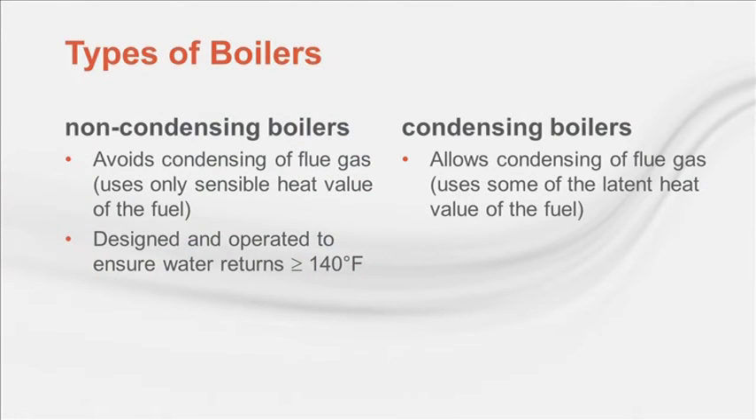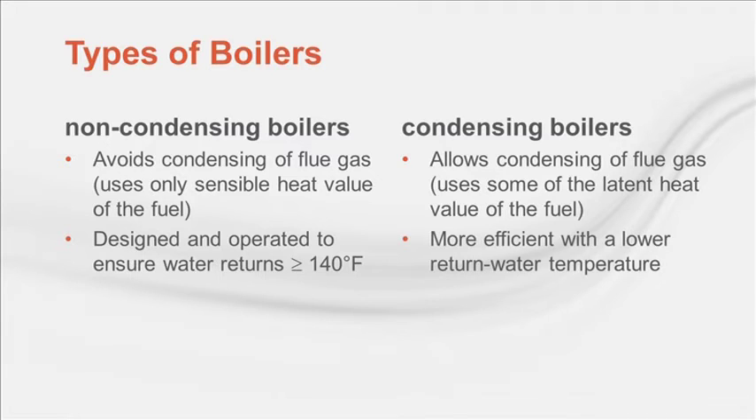However, newer condensing boilers are becoming more popular because of their higher efficiency. Condensing of the flue gases uses more of the energy in the natural gas to heat the hot water, so less of that energy is lost up the exhaust stack. Since condensing does not need to be avoided, this allows for a lower return water temperature, much lower than this 140-degree limit. In fact, a condensing boiler gets more efficient at cooler return water temperatures.